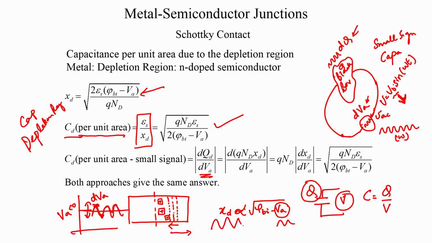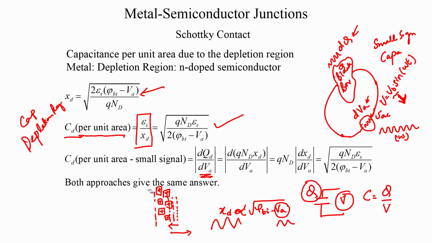Essentially it covers and uncovers more or less: it exposes more donor charges, the fixed ions, when VA goes up, and it covers up some of the donor charges when VA goes down. So by fluctuating XD you expose and cover up these donor charges, and therefore it is a response of charge to the applied voltage. That is how your Schottky contact behaves in response to a small signal variation in the applied voltage.